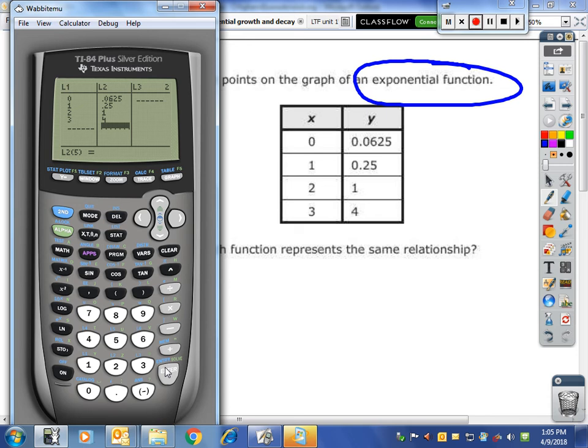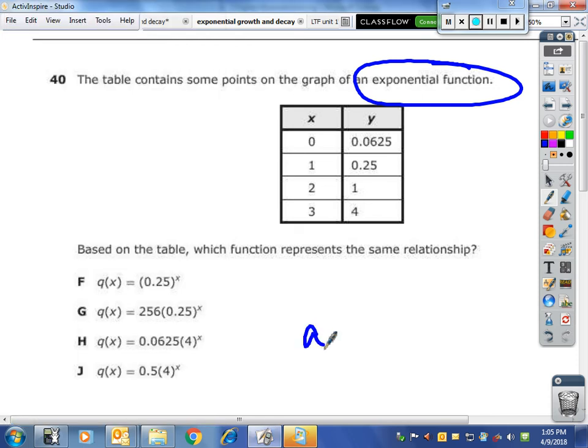Okay, now I've got my points in. It is an exponential function. When I go to stat, calculate, I'm looking for something that says exponent. I've got to scroll all the way down to number 0. Okay, it's going to give me the equation. It tells me 0.0625 is A, and it tells me that B is 4.